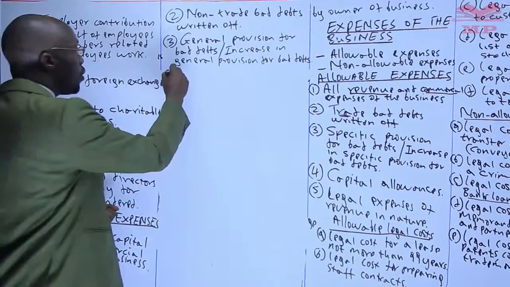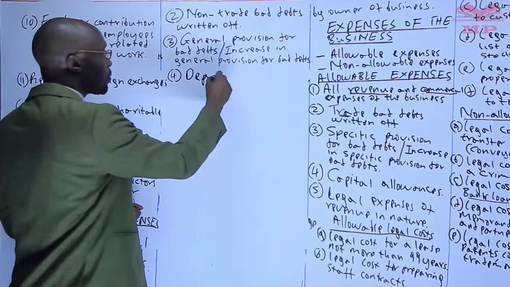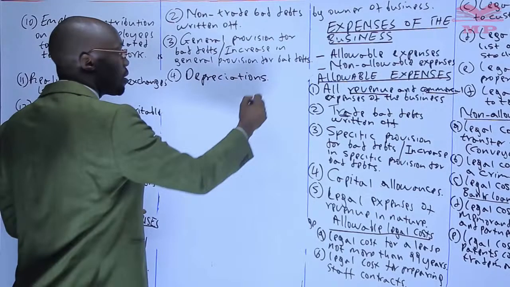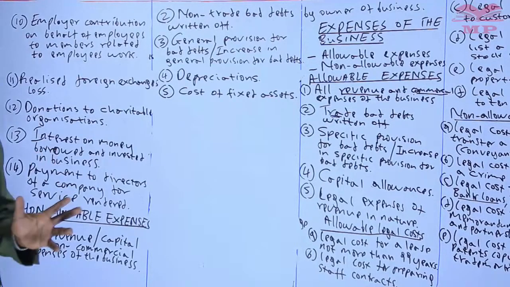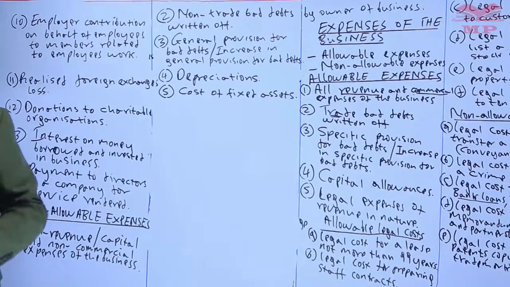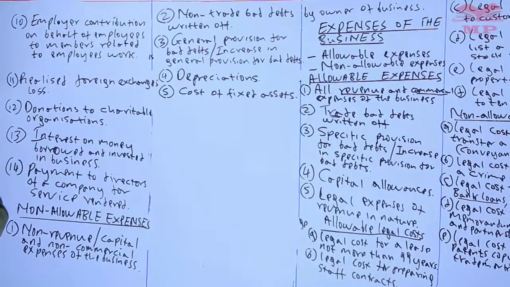Number 4, we have depreciation. Depreciations are usually not allowable. And we said depreciation are usually not allowable. Reason, they are long-term costs. So you benefit out of them in the long term. So we don't usually allow them.